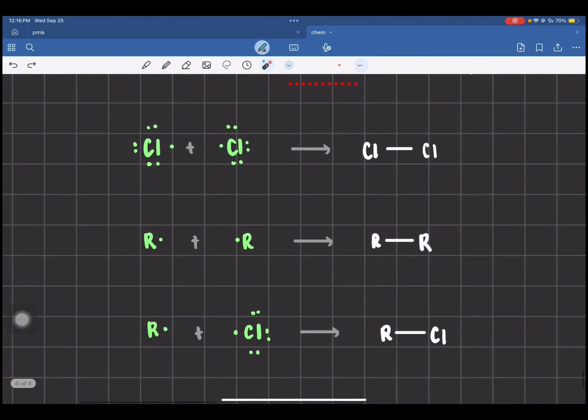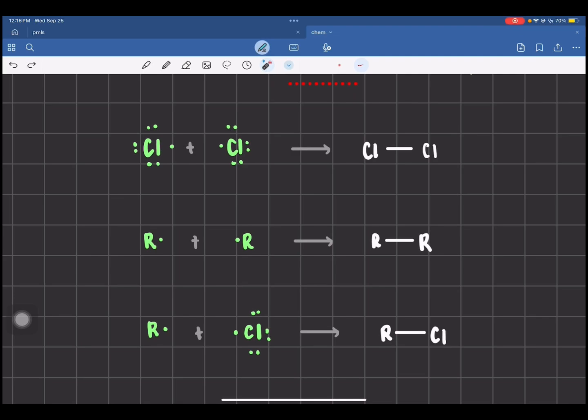Or, pwede rin siyang mangyari sa alkyl halide. So, this free electron and this free electron and this free electron will form a bond to form another alkyl group. Ayan. Or, pwede rin mangyari na may alkyl halide reacts with a chlorine atom to form a bond here. Tapos magkakaroon ka na ulit ng alkyl chloride. So, itong 3 steps na to, they are the end steps ng chain reaction.